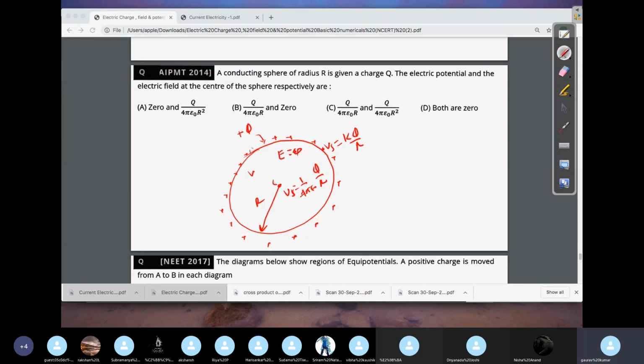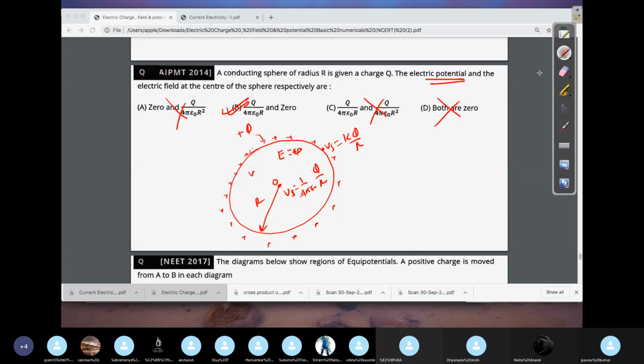So at every point, including the center, you will have this. They have asked you first for the potential. The potential is KQ by capital R, that is available. This is ruled out. And then the electric field is 0, so this is also ruled out. So option B is the correct answer, right? A very, very basic and elementary question.